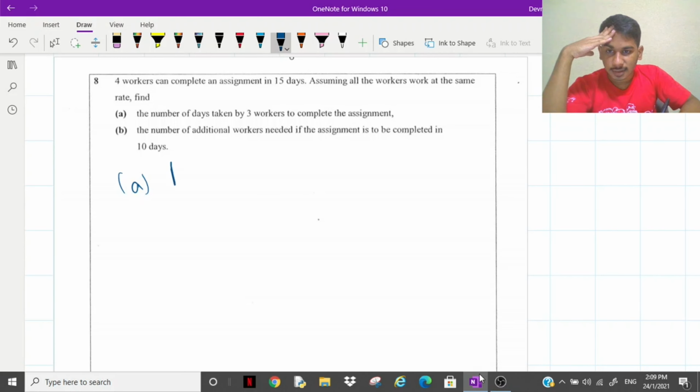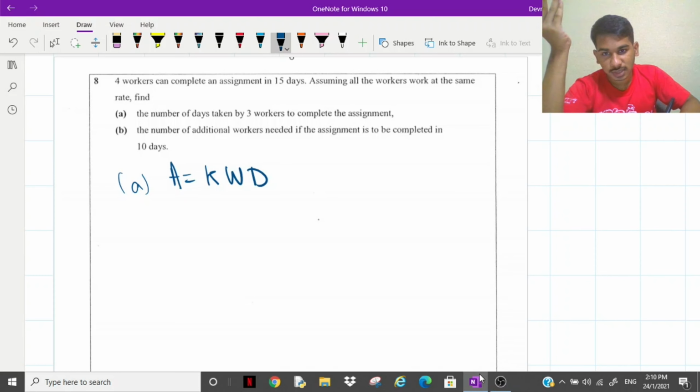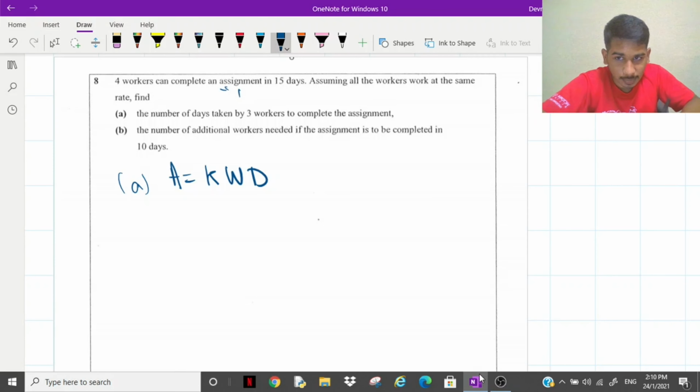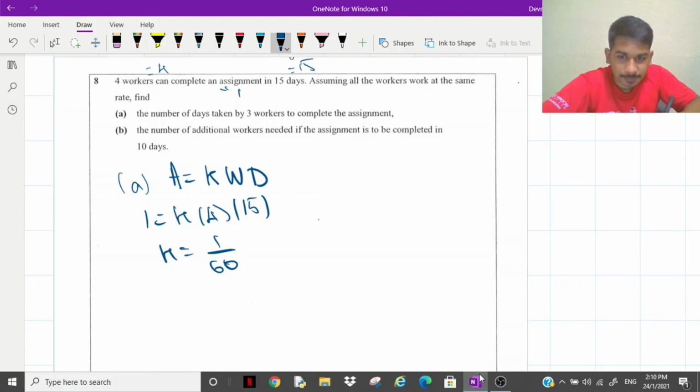So the number of assignments is directly proportional to the number of workers and the number of days. The greater the days, the greater the number of assignments. The greater the workers, the greater the number of assignments you can complete. So using this relationship, let's find a k. First one, you're given that it's one assignment, 4 workers, 15 days. One assignment, we have k, 4 workers and 15 days. So k is equal to 1 over 60.